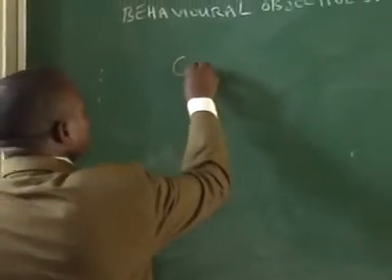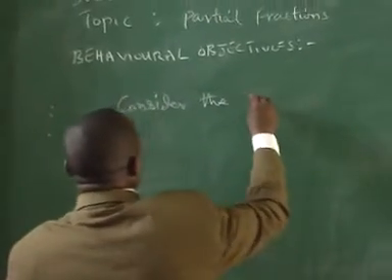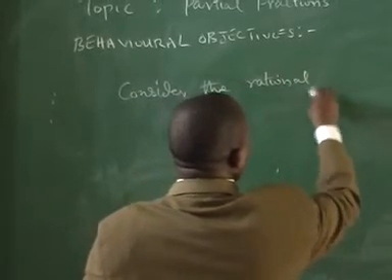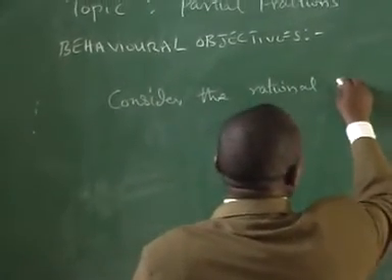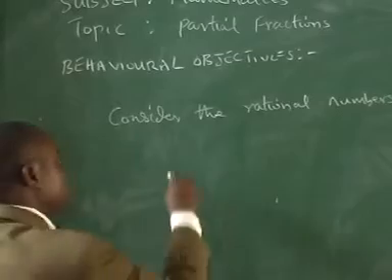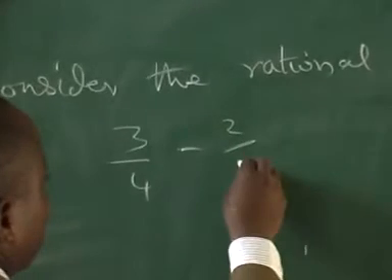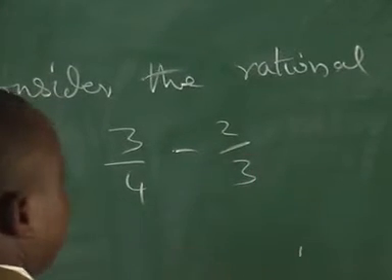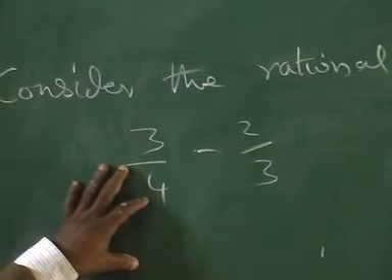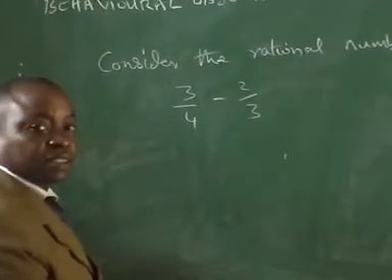Now, consider the rational numbers. Consider the rational numbers 3 all over 4 minus 2 all over 3. Now consider these fractions. What can I do if I have this kind of fraction in mathematics?